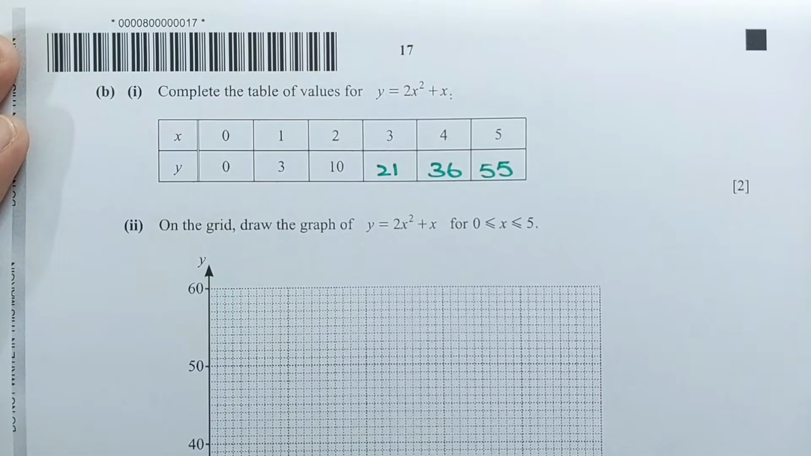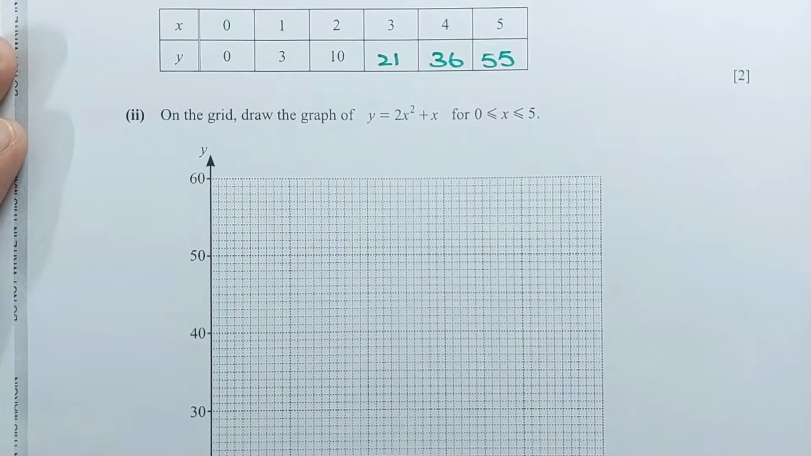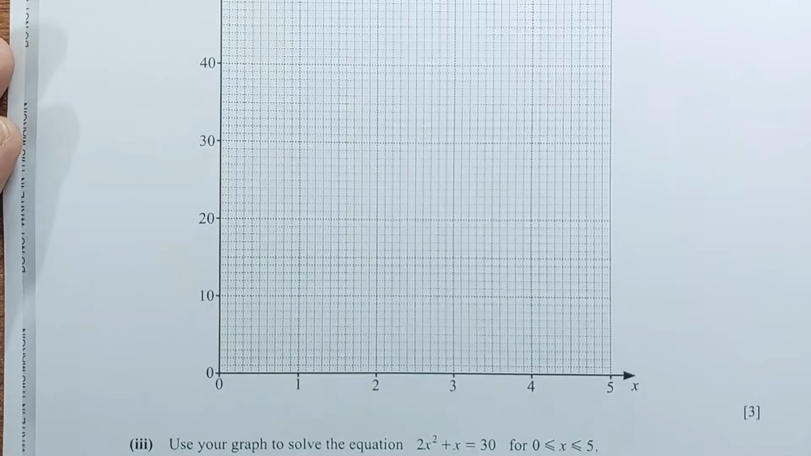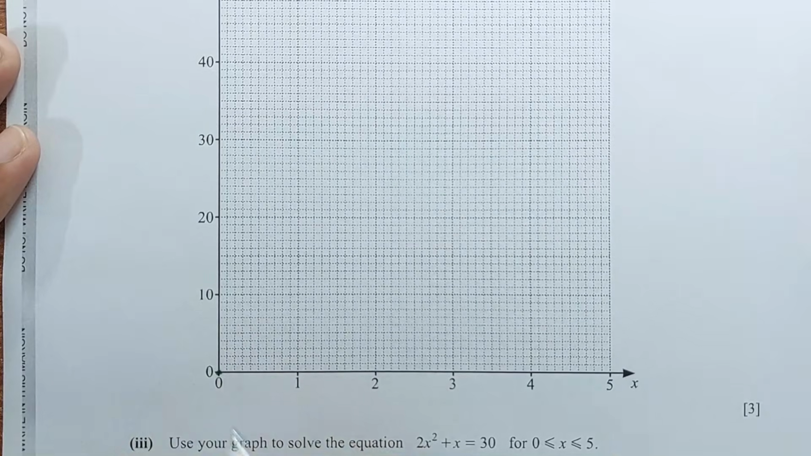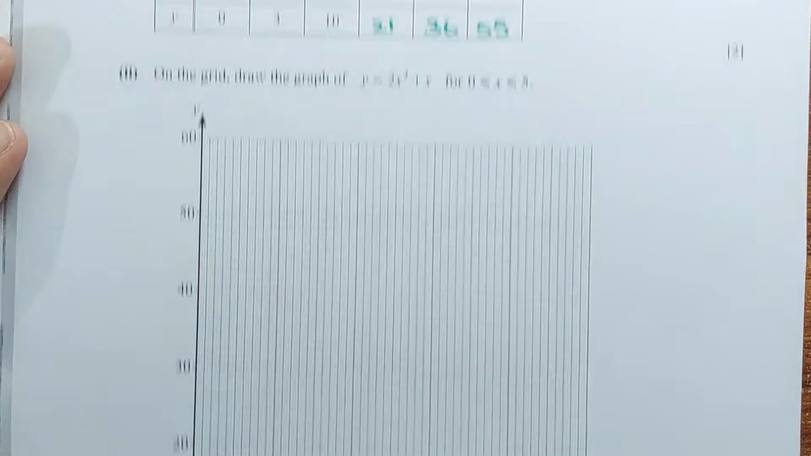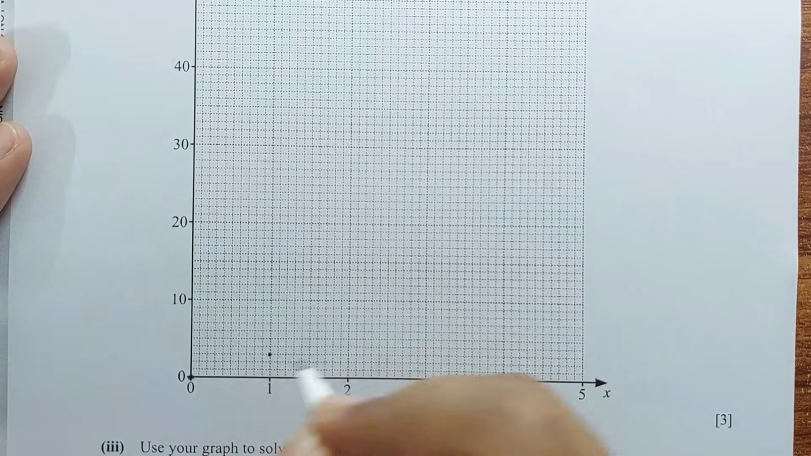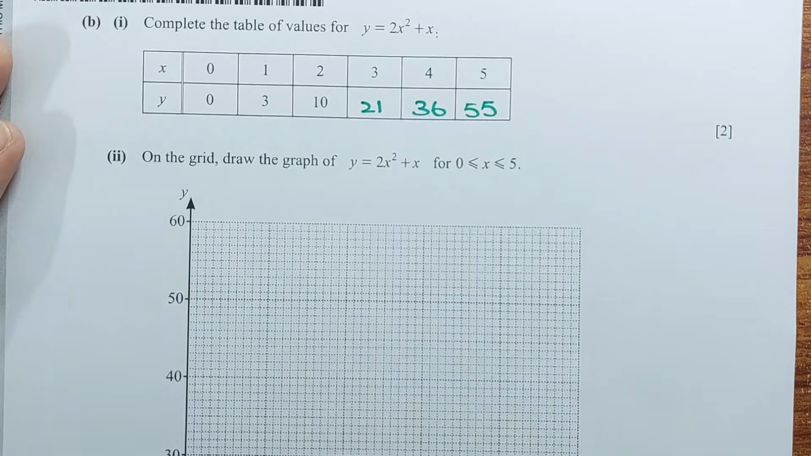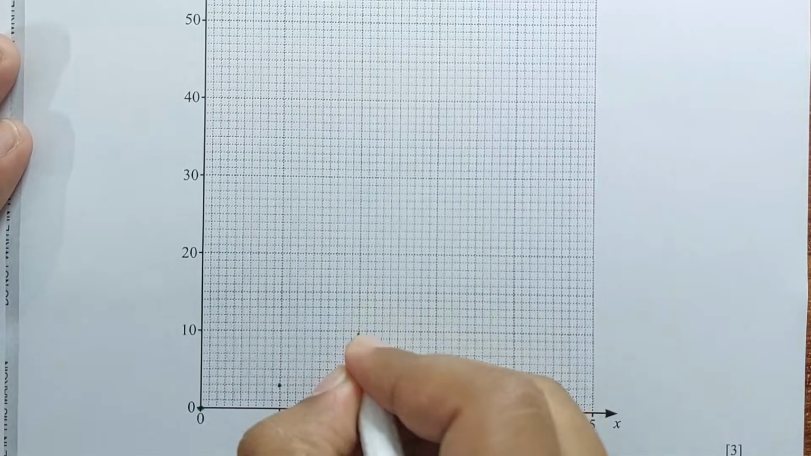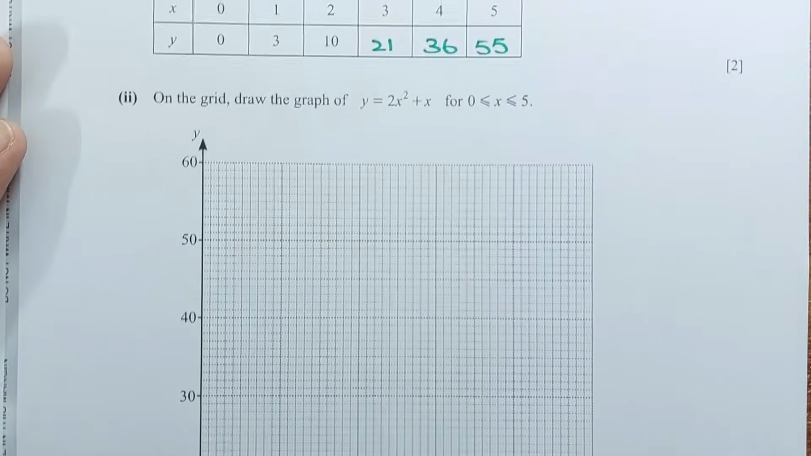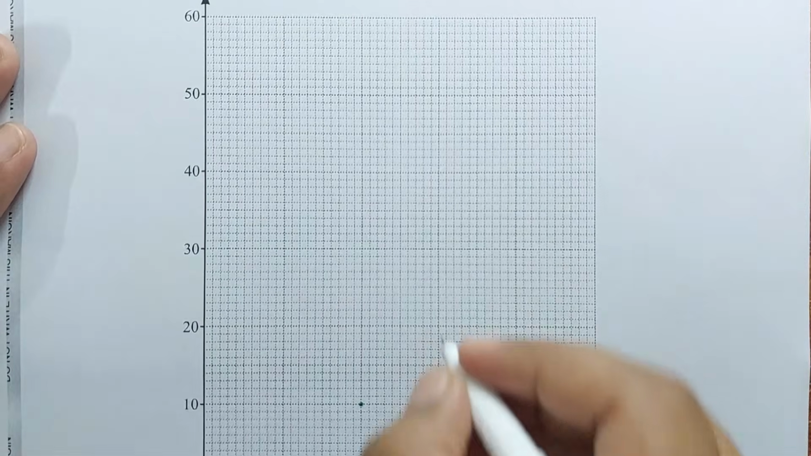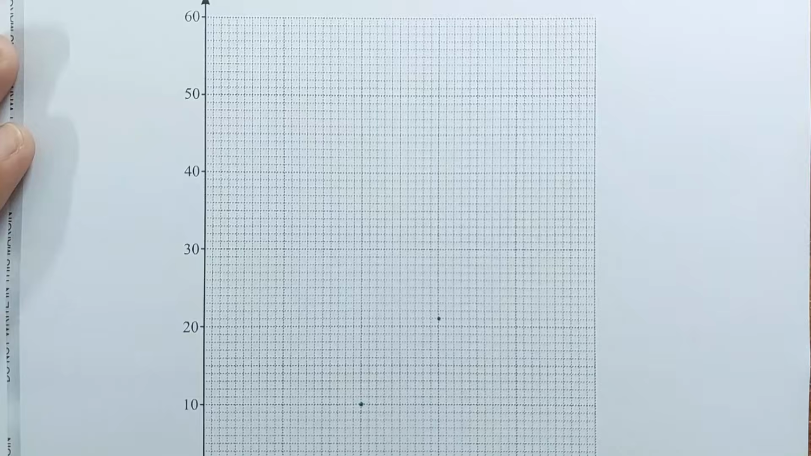Second part, on the grid, draw the graph of the function from 0 to 5. When x is 0, the y value is 0, this point. When x is 1, the y value is 3. X is 2, y is 10. X is 3, y is 21, so we have 20 and 21.